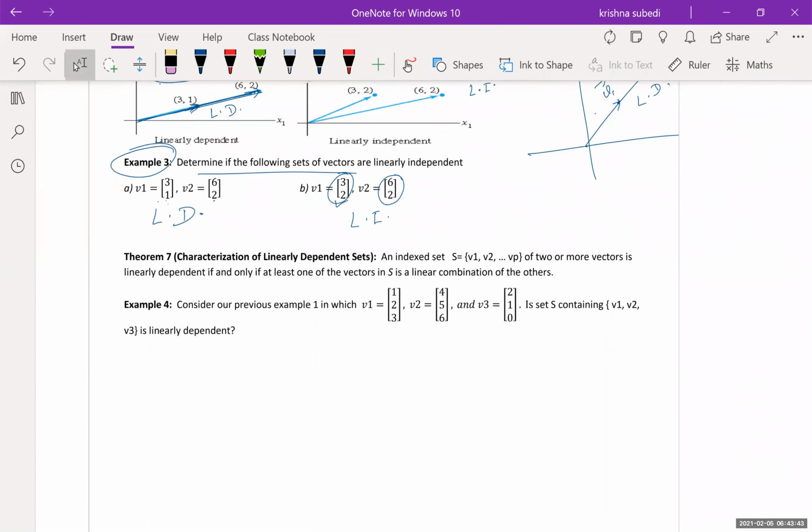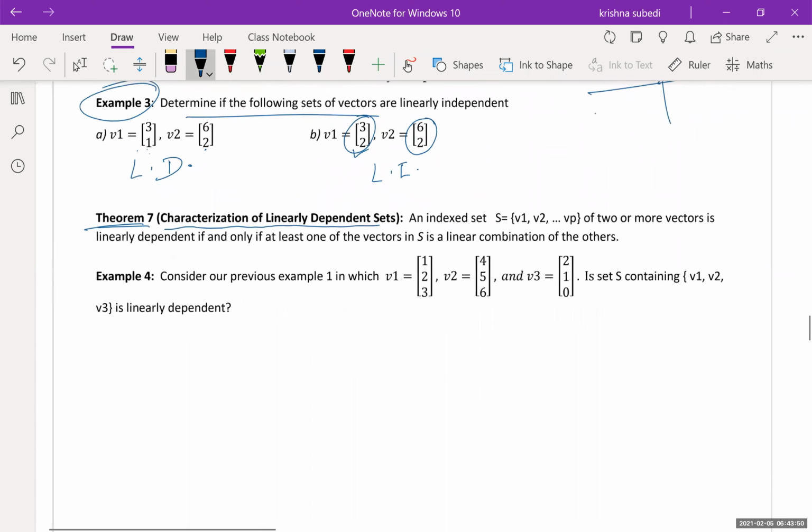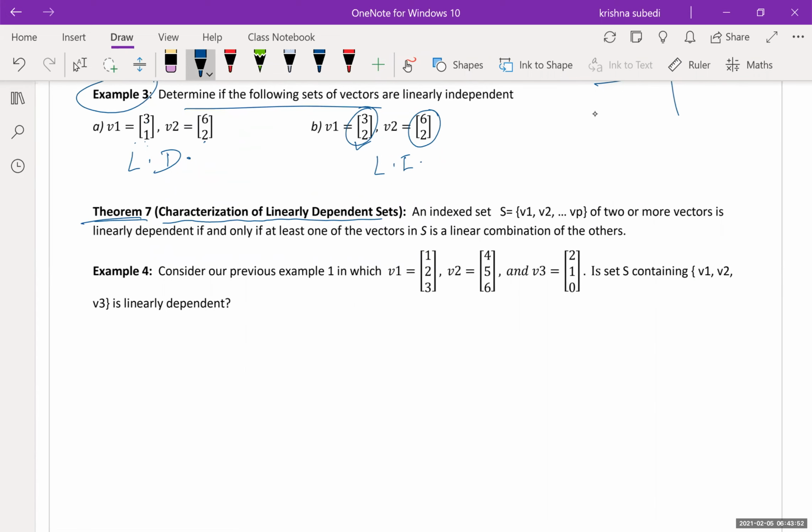Now, here is one theorem: characterization of linearly dependent sets. An indexed set S, which includes the vectors V1, V2, all the way up to Vp, of 2 or more vectors, is linearly dependent. Let me repeat that. Linearly dependent, LD, if and only if at least one of the vectors in S is a linear combination of the others.